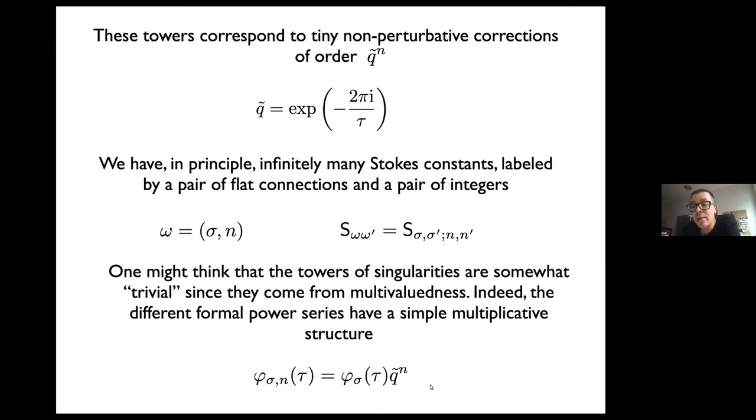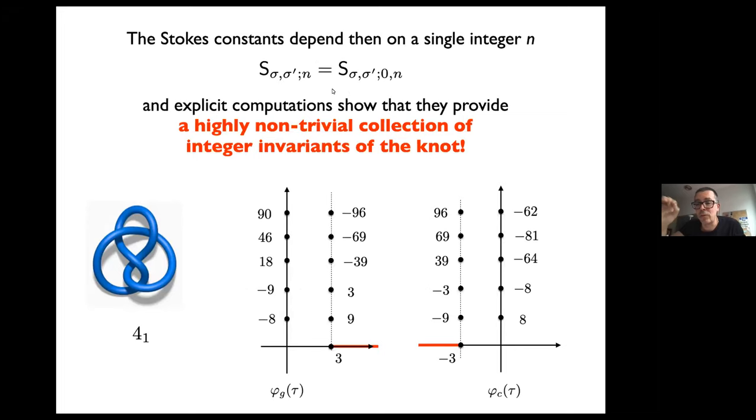There we were very wrong, because it turns out, first of all, let me mention that these n's are just obtained by multiplying by Q to the n, so you can always put one integer in this Stokes constant to zero, and then there is some sort of translation invariance here. So essentially, the Stokes constants only depend on the two classical saddle points and one single integer. But it turns out that these Stokes constants are actually incredibly non-trivial integers.